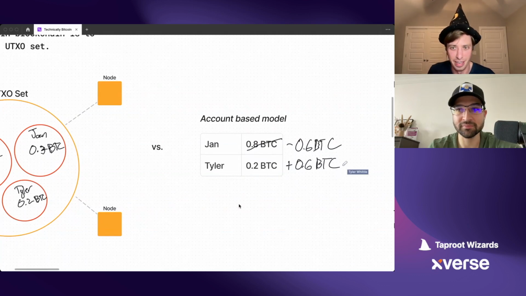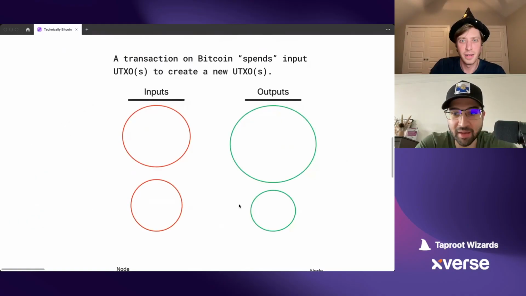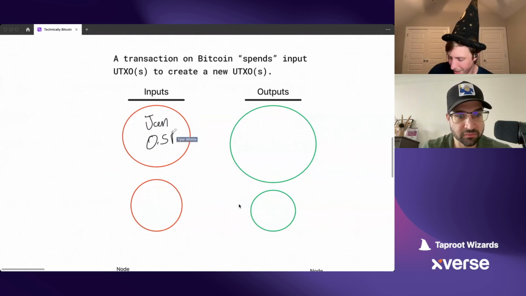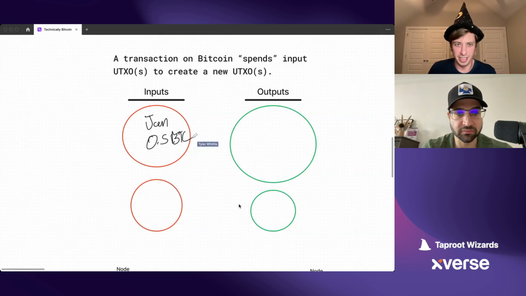It's that simple. In the UTXO model, it's not. We operate a little differently. Now we're going to have this example where I'm going to be sending some Bitcoin to you, right? We said, Jan, you own 0.5 BTC. And what we're trying to do here is, Jan, you want to send me, Tyler, 0.6 BTC. All right, so that's our objective.